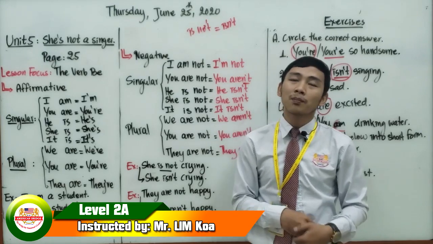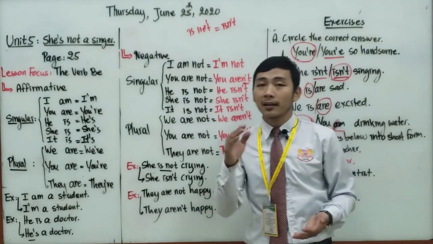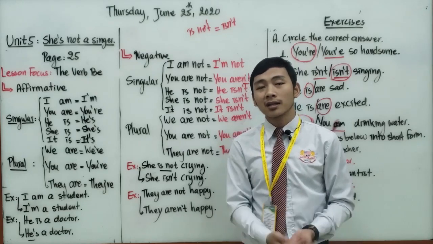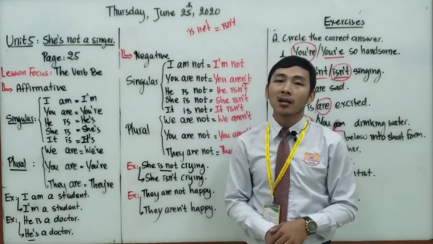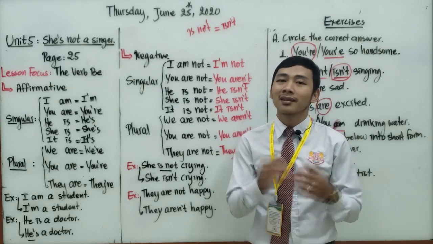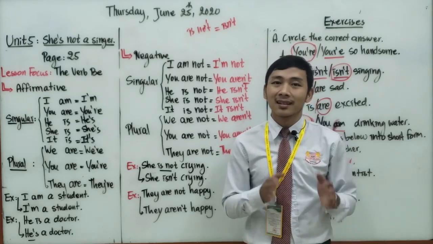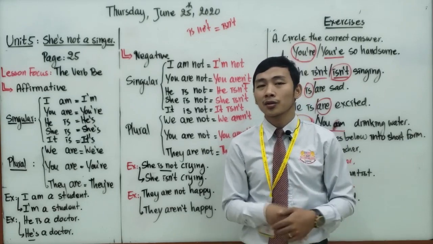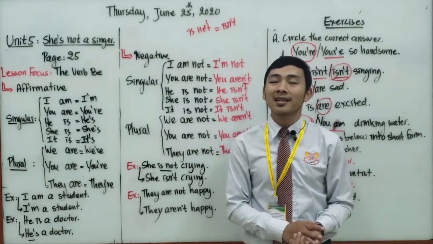And when it comes to the short form, for example, I am not, what should you do? I am not, you just say I'm not, right? You are not, she is not, so what should you say? She isn't. They are not. What should you say, everyone? They aren't, right? Yes, that's it.